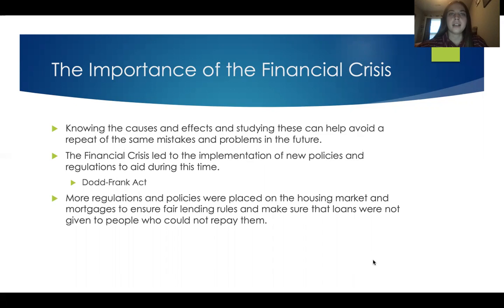On top of this act and others, interest rates were changed and a lot more regulation was placed on the housing market and on mortgages. For instance, regulations were made to make lending rules fair and to make sure that borrowers were not given loans that would be impossible for them to repay, like were given during this time.